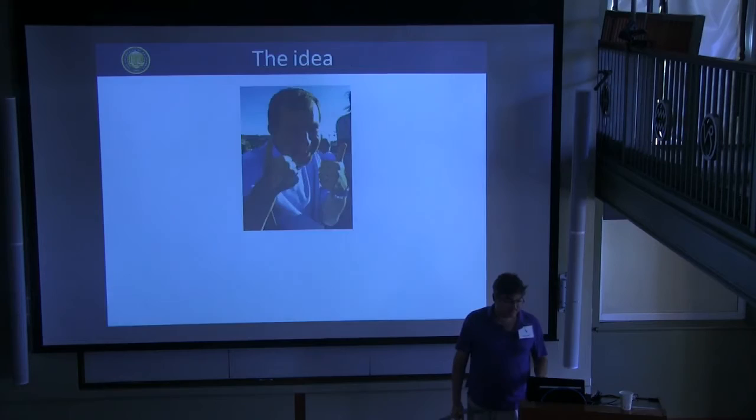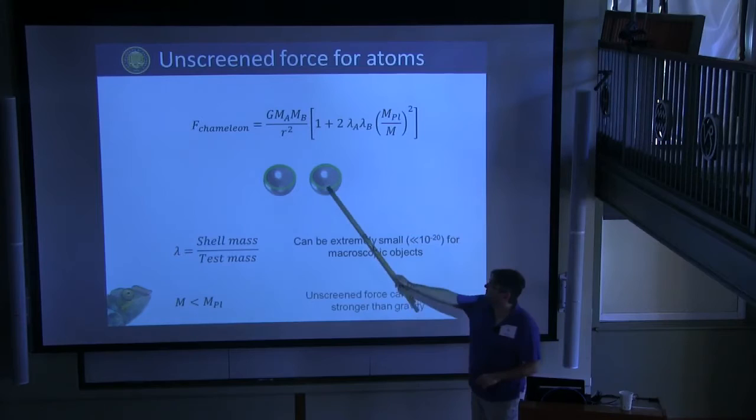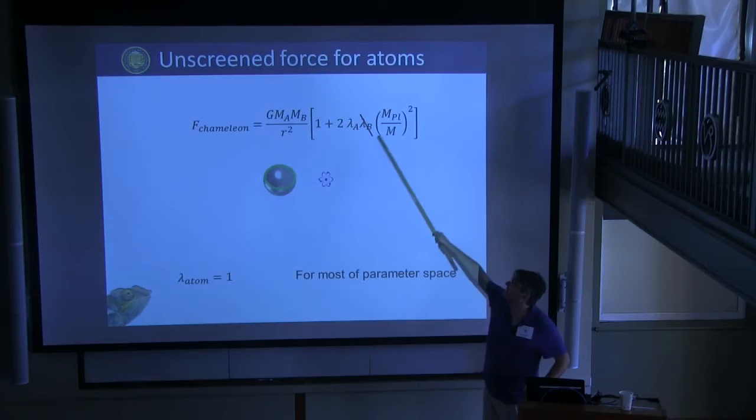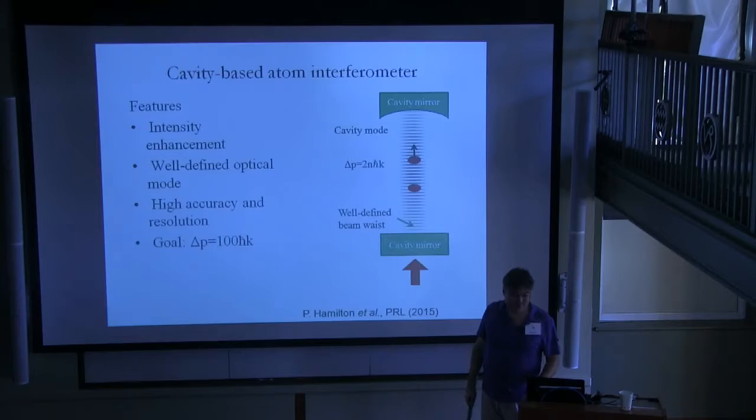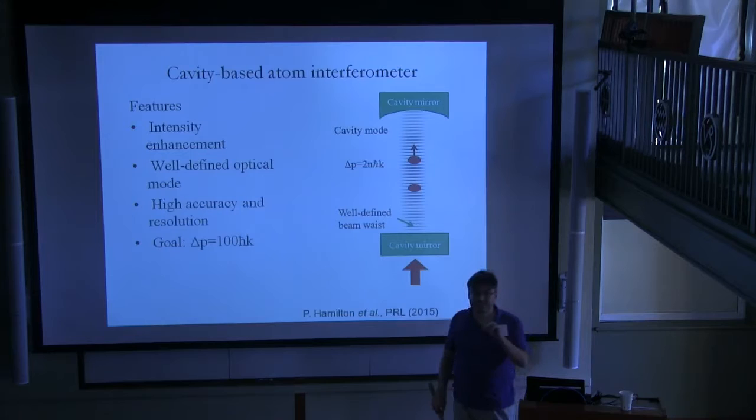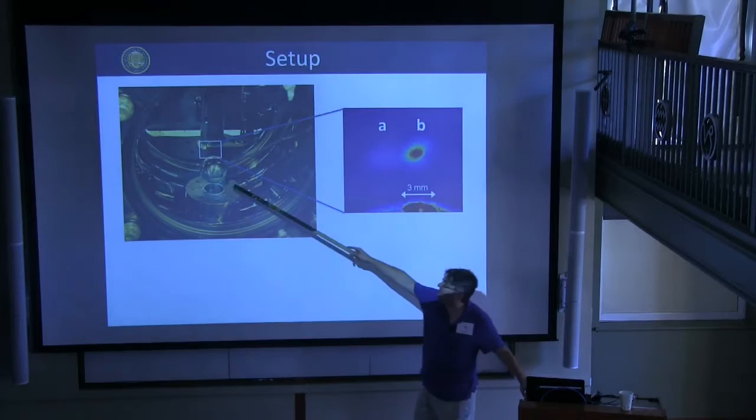So these three people had the idea. Replace one of the objects with an atom. And the outermost layer of the atom is the entire atom, so I'm rid of one of the suppression factors, and I can now go ahead and rule this out. We built a cavity-aided interferometer to get high sensitivity and small spatial volumes. This is how it looks like. There's a sphere here that serves as the test mass.